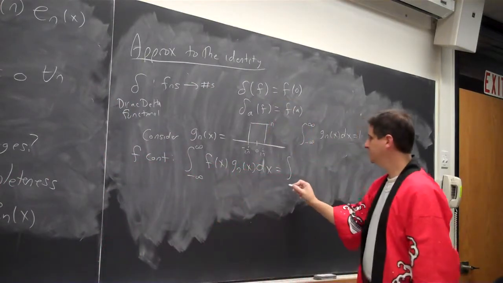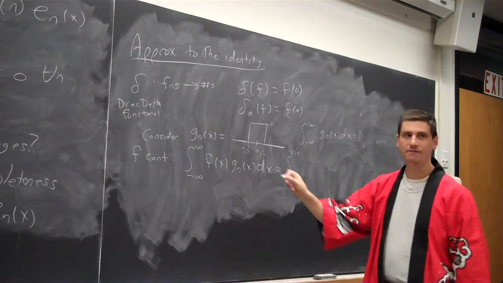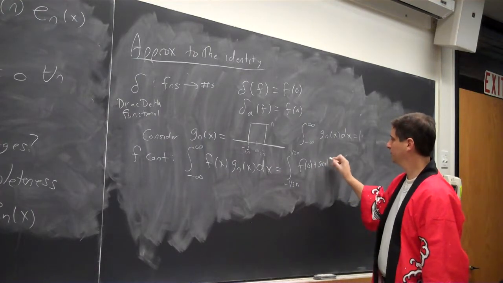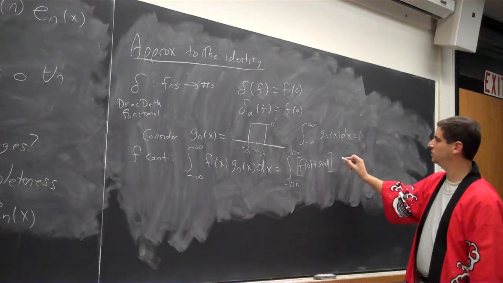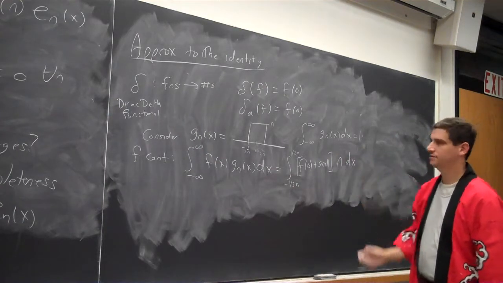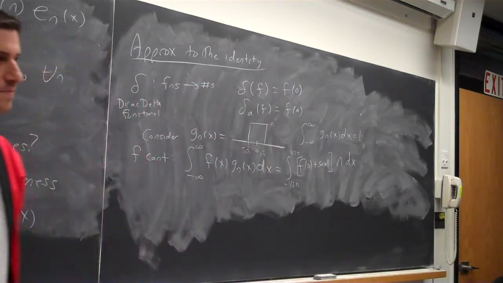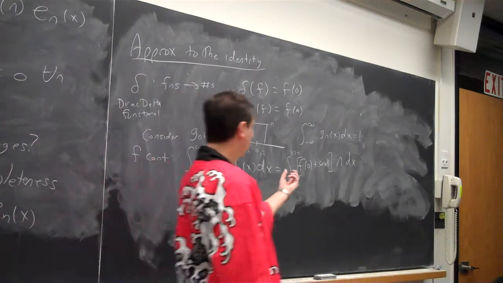And so this is from minus 1 over 2n to 1 over 2n, and I'm going to write f of x as f of 0 plus small, times gn, which is just equal to n dx. Why can I write f of x as f of 0 plus small, if n is large? What allows me to do this? It's over a very, very small range, so f can't vary that much. Yeah, it's basically by continuity.